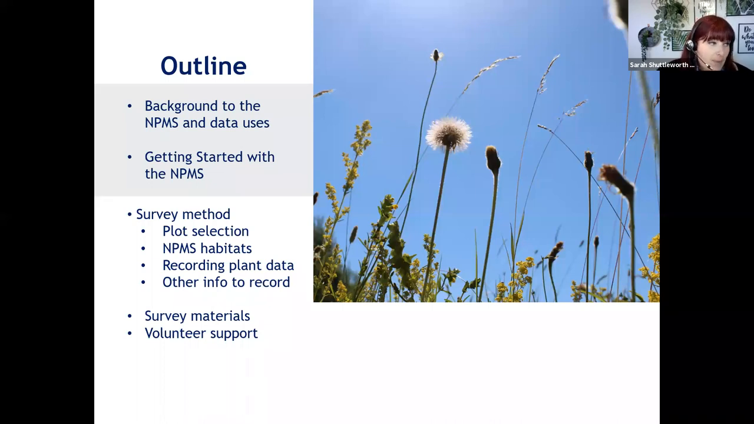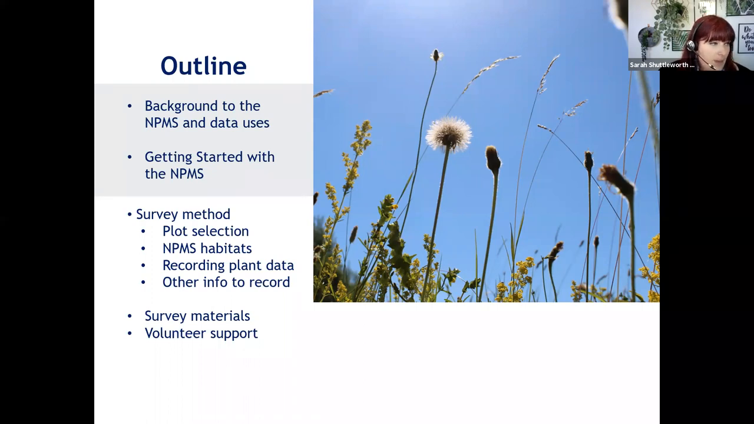Basically, the NPMS, or the National Plant Monitoring Scheme, is a UK-wide citizen science habitat-based plant monitoring scheme that covers the major freshwater and terrestrial semi-natural habitats. The NPMS provides an indication of changes in plant diversity and abundance across the UK's habitats through time, and was designed to meet the need for a standardised approach to plant monitoring, which was identified as high priority within the Terrestrial Biodiversity Surveillance Strategy, published by the JNCC in 2008.